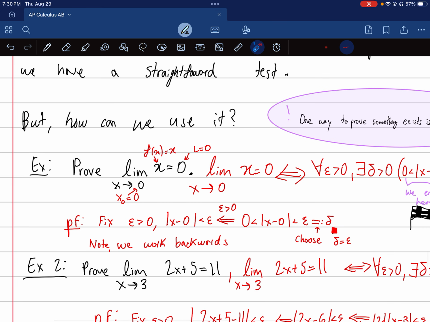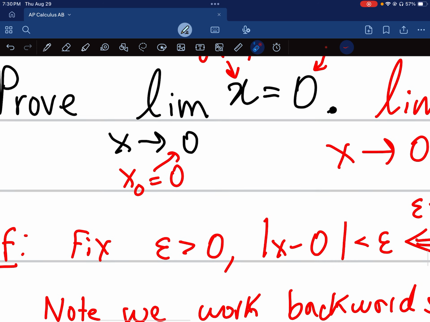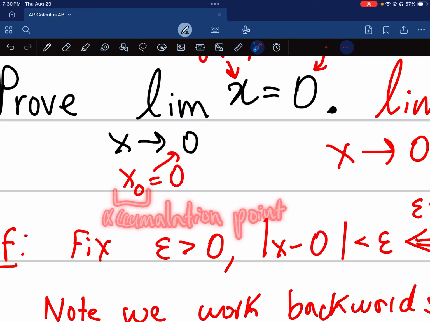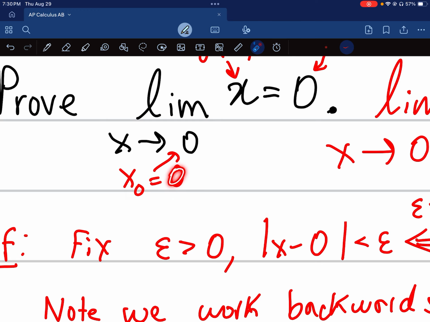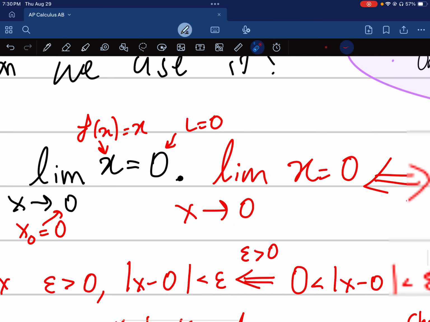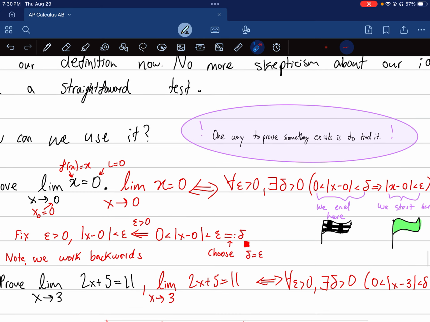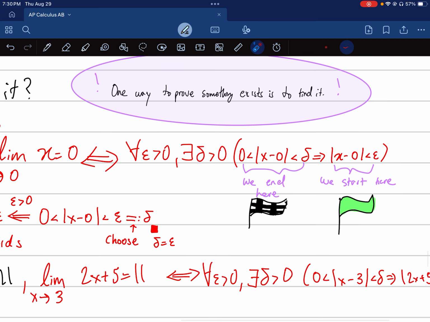So here's an example to exemplify how it would work. The limit as x approaches 0 of f of x is equal to 0. In this case, our x naught, which is known as the accumulation point, is equal to 0, and f of x is equal to x, and the limit is equal to 0. So we can substitute that into our definition.